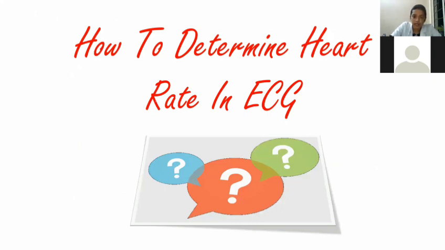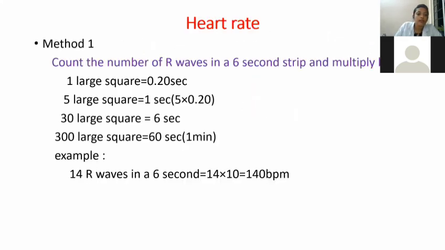Mainly I'm discussing three methods. Method one: count the number of R waves in a 6-second strip and multiply by 10. The rationale is that 1 large square is 0.20 seconds, 5 large squares is 1 second, and 30 large squares is equal to 6 seconds. So we are using a 6-second strip. If you assess 300 large squares, that means 60 seconds or 1 minute. So we use a 6-second strip and multiply by 10.